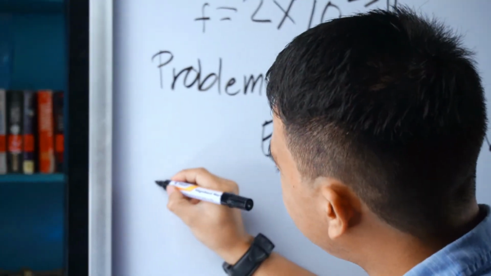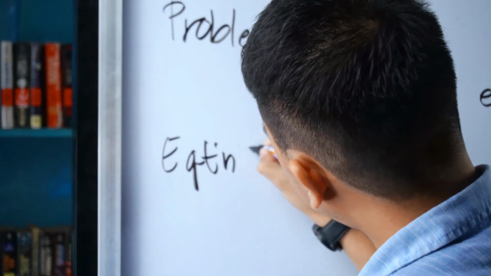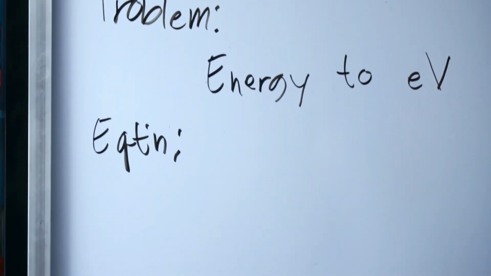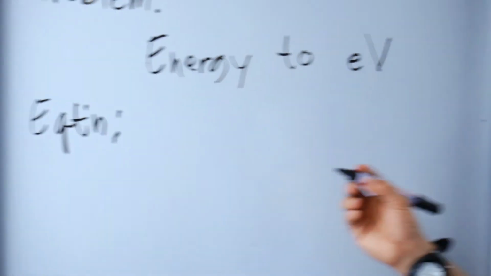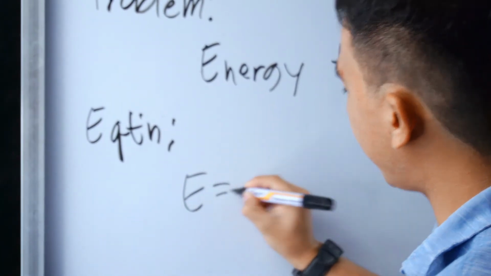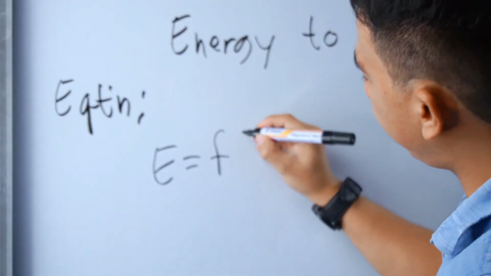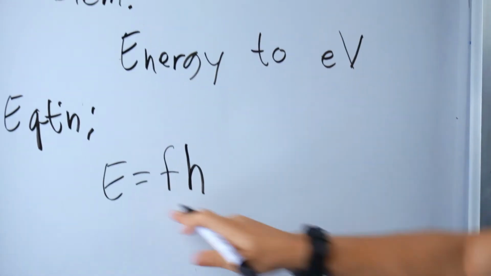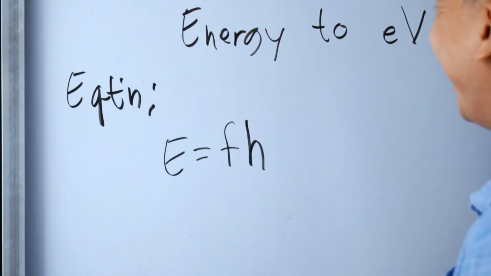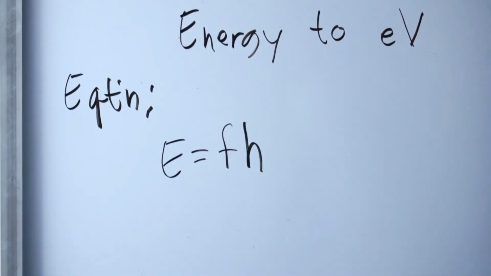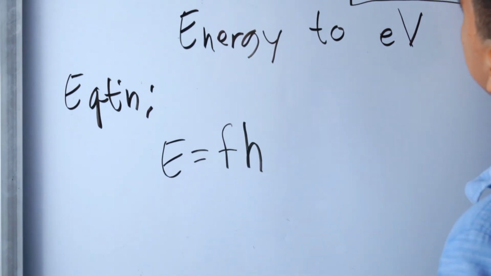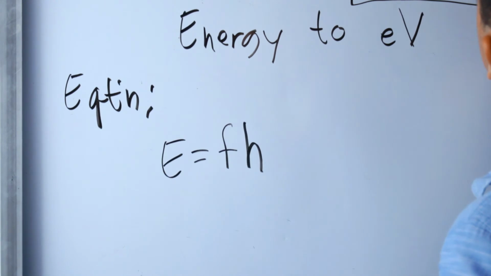Okay, so the equation. The equation is energy, since we're asking about energy, equals the frequency times the Planck constant. So again, we have the constant, the Planck constant. H is equal to 6.63 times 10 to the negative 34 joule seconds.